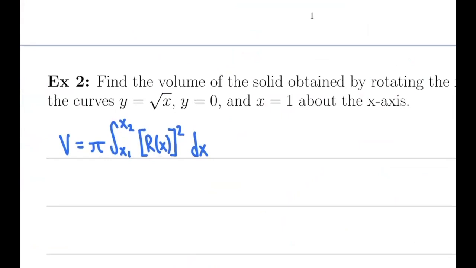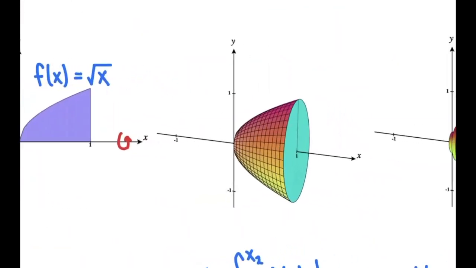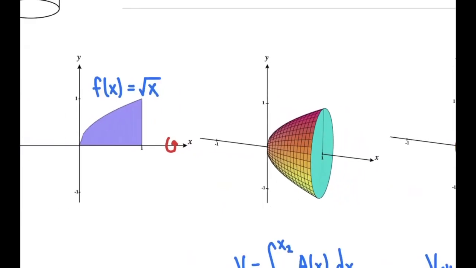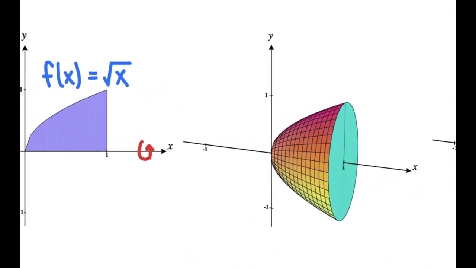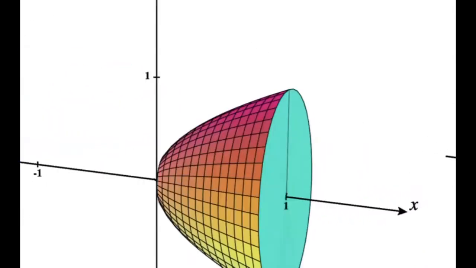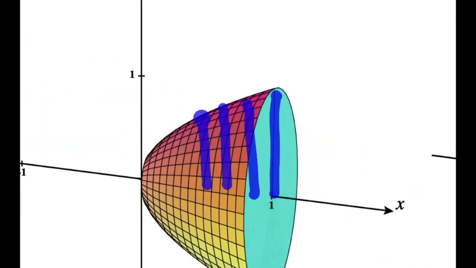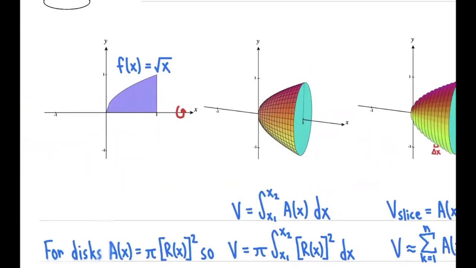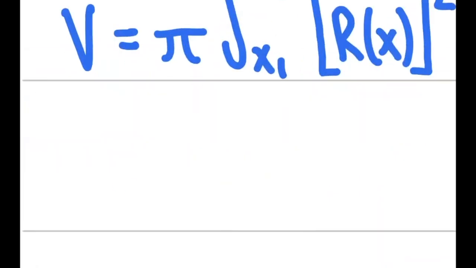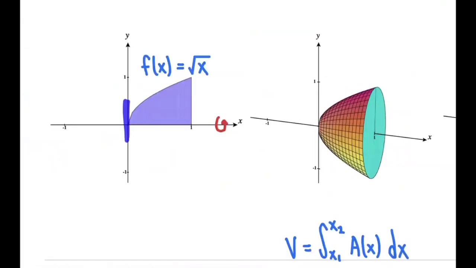All right, so we need the radius function, r of x. Does anyone know what r of x would be for this solid? Well, the radius is just like the height above the x-axis, so that's the y value. The radius is just y, which in this case is the square root of x. The distance from the x-axis to the outer edge of the solid is just square root of x. So that's r of x, and we're integrating this from 0 to 1.